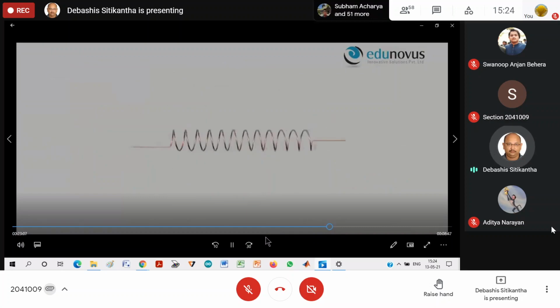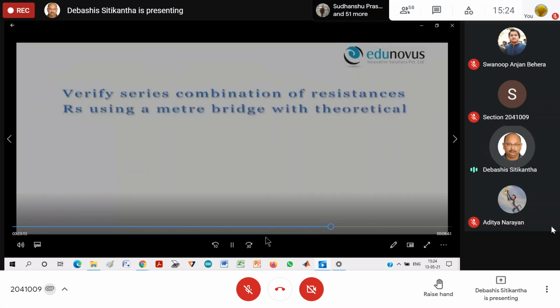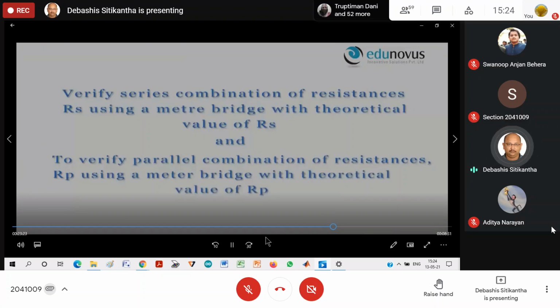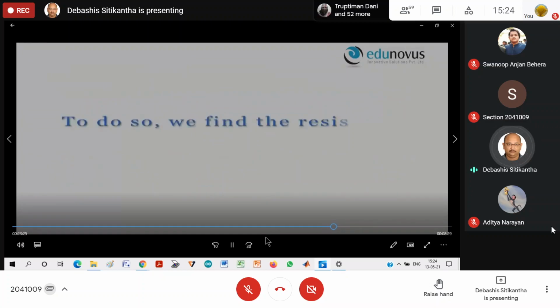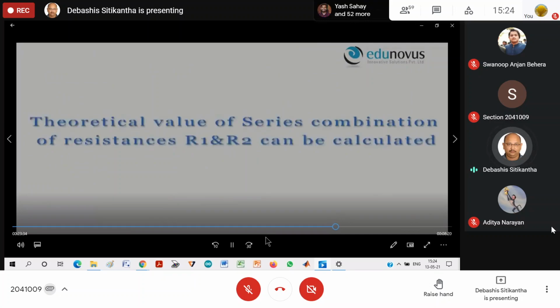The aim of this experiment is to verify series combination of resistance Rs using a meter bridge with theoretical value of Rs, and to verify parallel combination of resistance Rp using a meter bridge with theoretical value of Rp. To do so, we find the resistance of the first wire R1 and the second wire R2. Theoretical value of series combination of resistance R1 and R2 can be calculated using the formula Rs is equal to R1 plus R2. Now, let us find the value of Rs using a meter bridge.